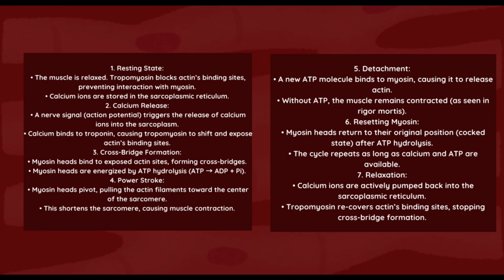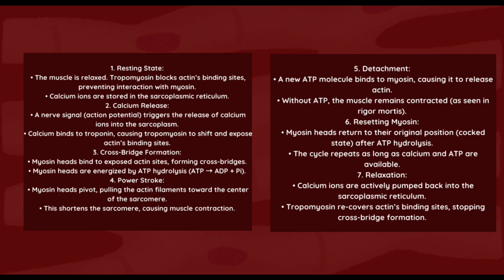Third is the cross-bridge formation between myosin and actin. The myosin heads bind to exposed actin sites, forming cross bridges, and the myosin heads are energized by ATP, or adenosine triphosphate, and it hydrolyzes into ADP plus P. Fourth is the power stroke. Myosin heads pivot, pulling the actin filaments toward the center of the sarcomere.